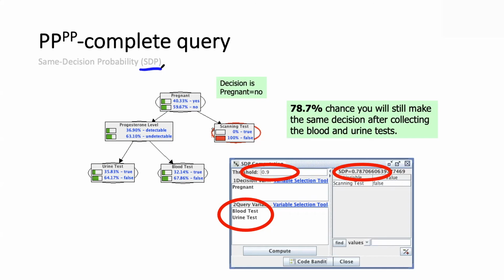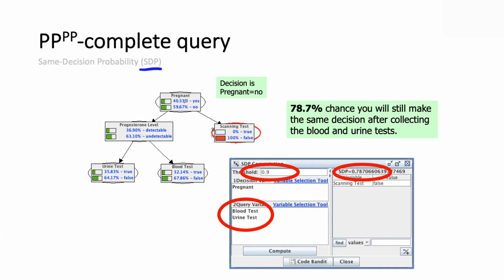So what we have here is a Bayesian network. It's a different one now. This is meant to detect pregnancy. And you have 3 tests that you can do: urine test, blood test, and scanning test. And typically, these kinds of probabilistic graphical models are used like classifiers in the following sense. You get a patient and you say, all I know is that the scanning test came out negative. And then you ask, is the person pregnant or not?